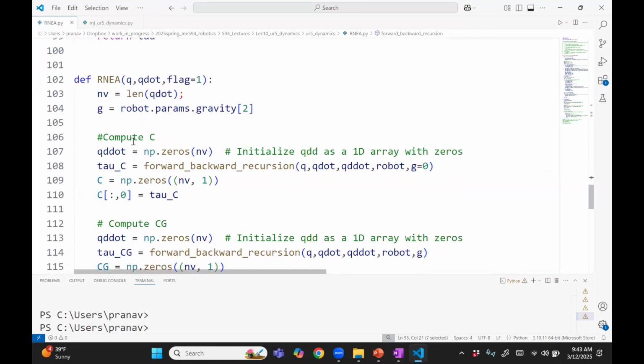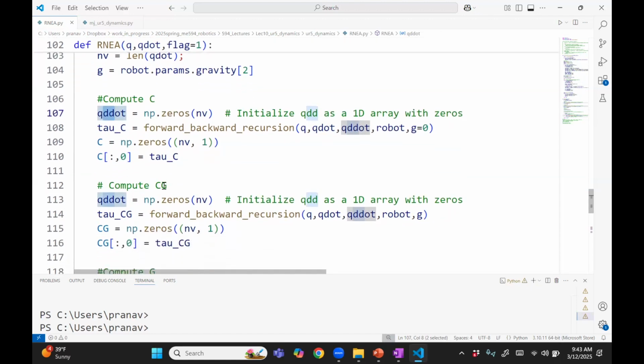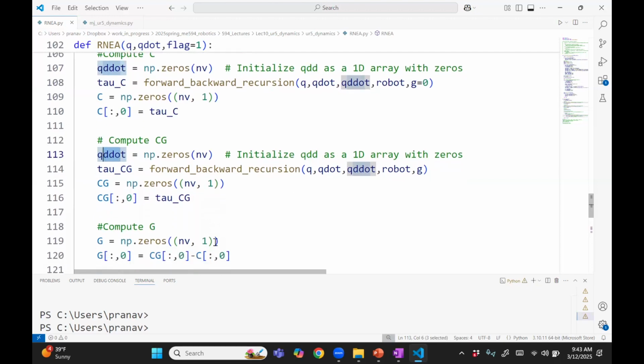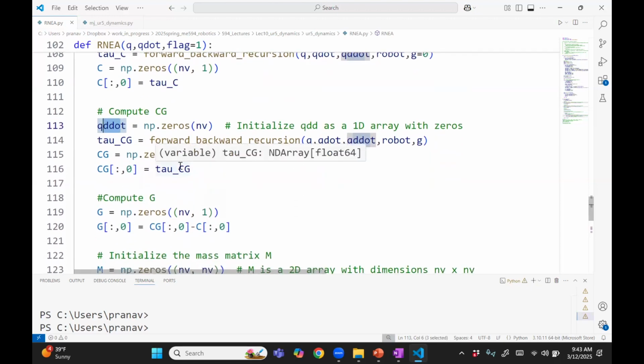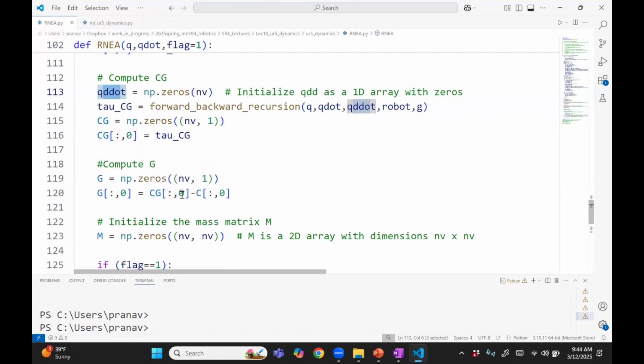Okay, so the code here essentially does that. It computes C by putting, in this case, G equals 0, and also the acceleration equal to 0. Then I compute CG by just putting q double dot equal to 0, so it's a sum of C and G. This is another way to do it instead of trying to compute G individually: you could compute G now by just doing CG minus C, because this is going to be the sum of C and G.